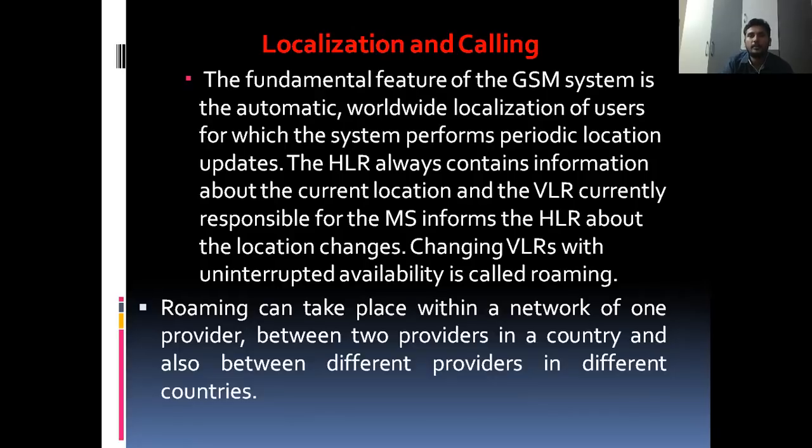How the connection will be established from source to destination, or user 1 to user 2, how the call connection and call setup is done, that we have to discuss here in localization and calling. The fundamental feature of the GSM system is the automatic worldwide localization of users, for which the system performs periodic location updates. The HLR always contains information about the current location, and the VLR is currently responsible for the MS. The HLR is informed about location changes.